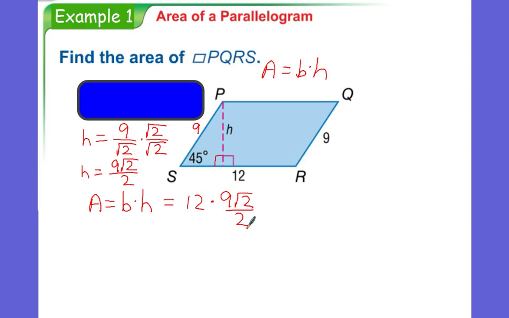And from there, you just have to simplify, okay? So we can multiply 12 times 9 right there, which gives us 108. So, if you want, you can put this over 1 and just think, okay, multiply numerators, multiply denominators.